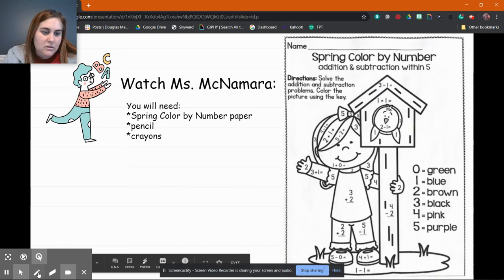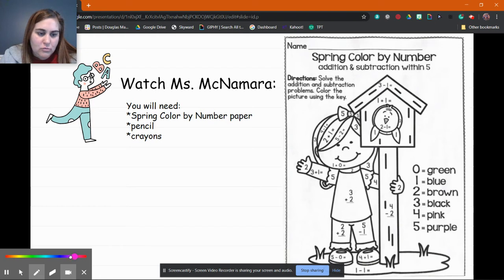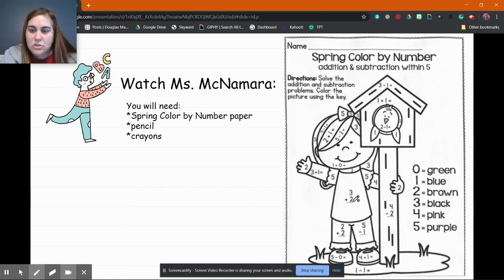Let me get my crayon. There we go. All right. So actually, I'll show you one example here. I'll do the little girl's shirt here. So the problem in the middle of her shirt says 3 plus 2. So I know when I add, I want to know how many I have all together. So if I have 3 and I add 2, how many do I have all together? 1, 2, 3, 4, 5. I have 5 all together. So I come over here to the key area down here and I see 5 and I see that it is purple. So I'm going to take my purple crayon and I'm going to color all that in.